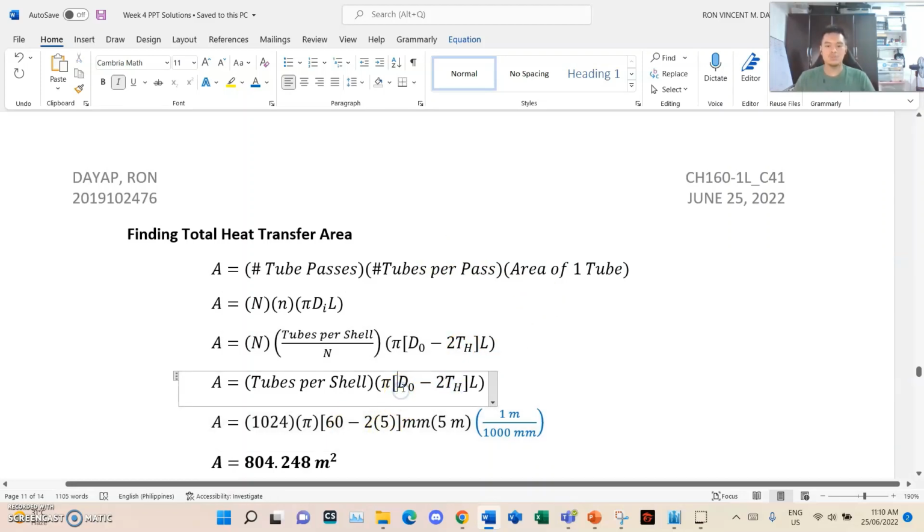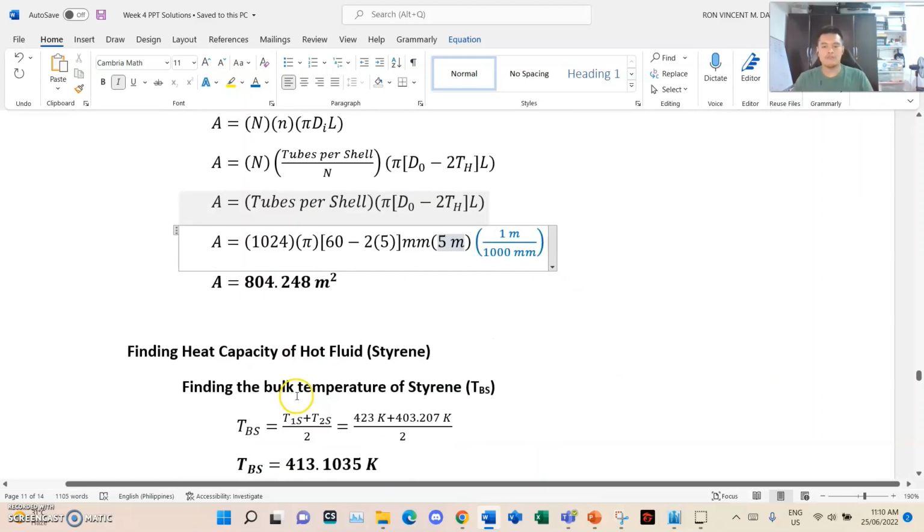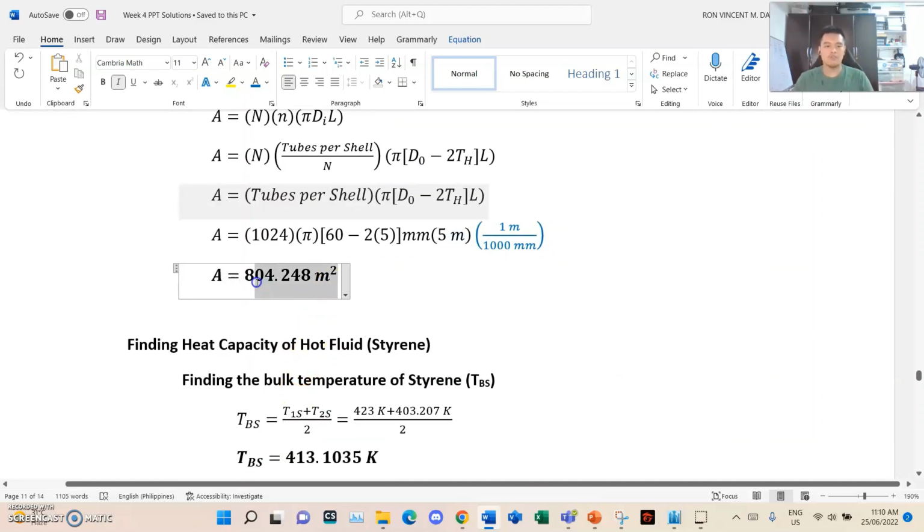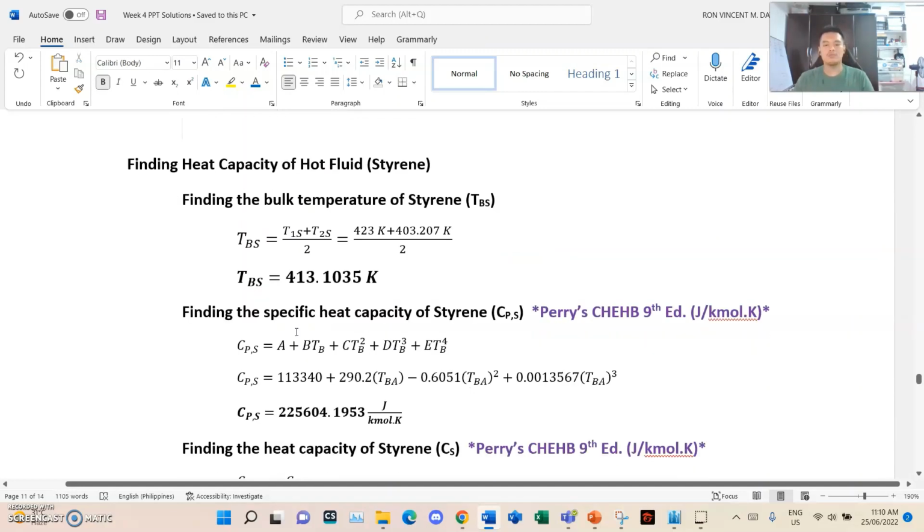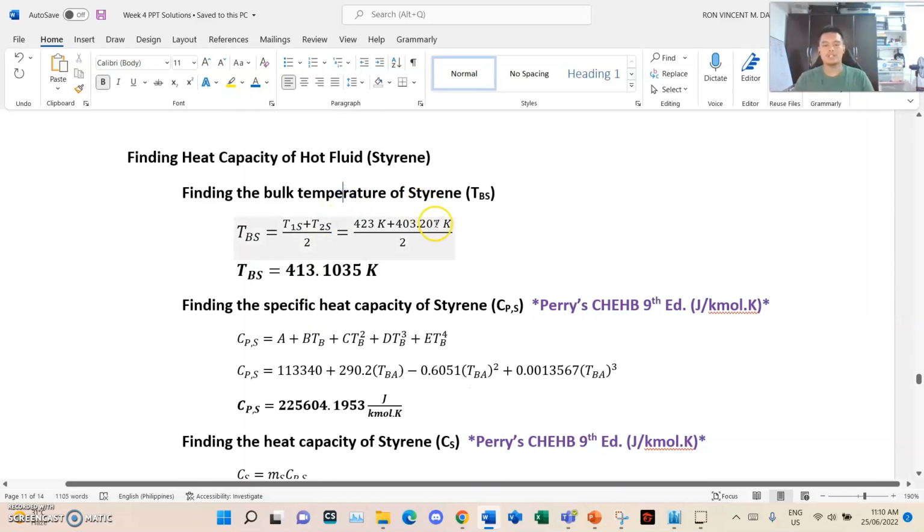So, substituting this formula and converting millimeters into meters so that we get a meter squared value, I would calculate that the total heat transfer area from my hand calculation is 804.248 meters squared.